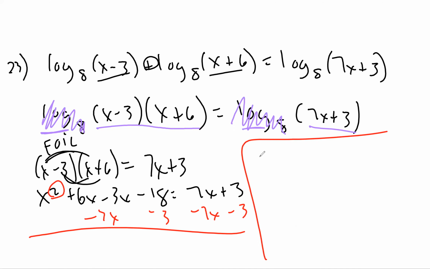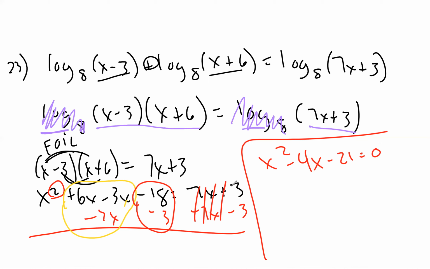And so that's going to give me x squared. Now, if I have a positive 6x and I minus 3x and I minus 7x, how many x's am I left with here? Negative 4x. Perfect. And then if I have these two, which are just whole numbers, negative 18 and I minus 3, that leaves me with negative 21. And the whole idea is to get it to equal 0. So now I have it in factored form.